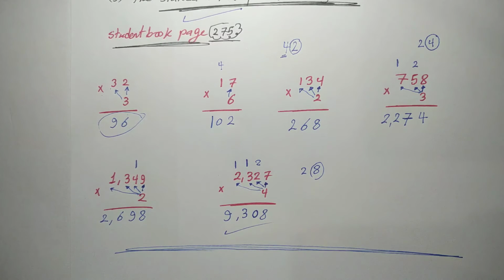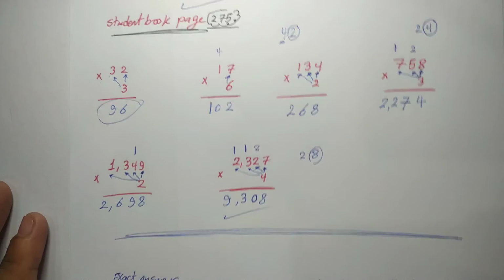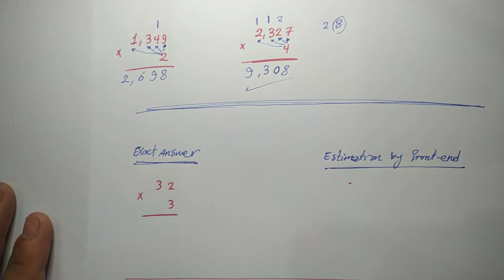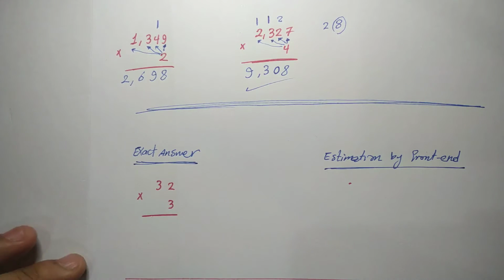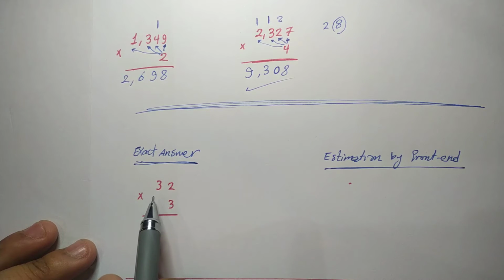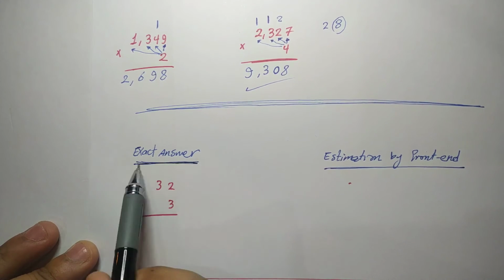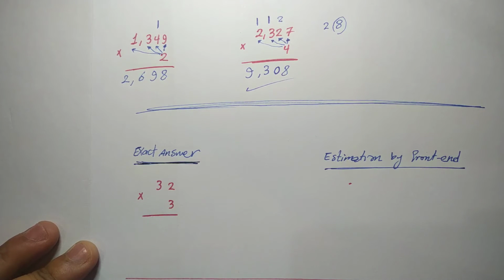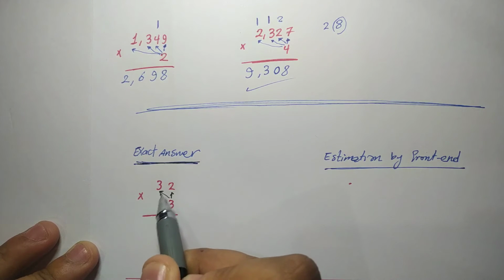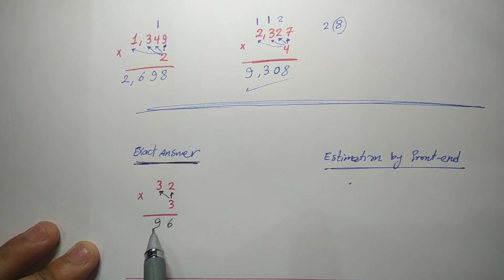I hope you are familiar with the 3 ways of multiplication now. Another example I have here. Let's do 32 times 3 in the standard multiplication and know the exact answer. It's easy. 3 times 2, it will be 6, and 3 times 3, it will be 9.